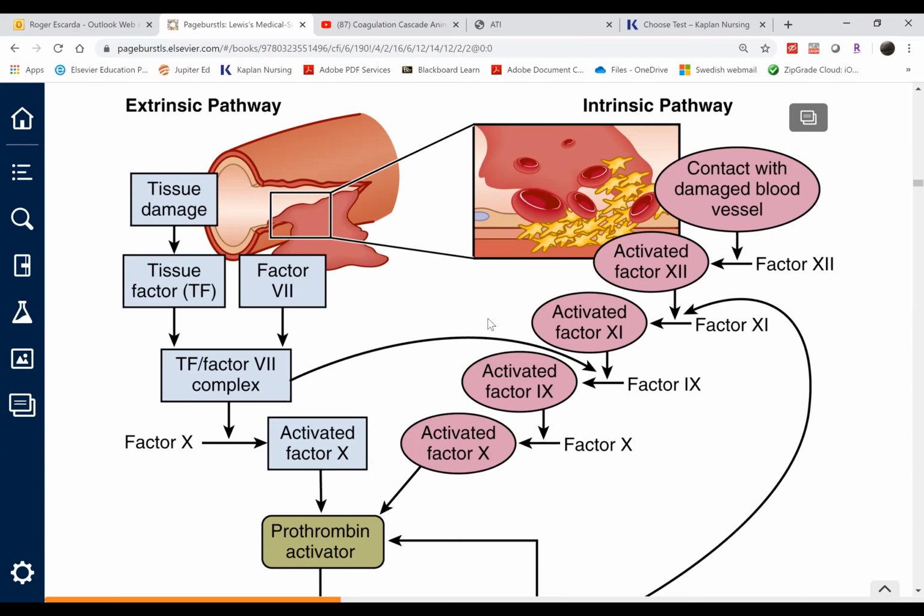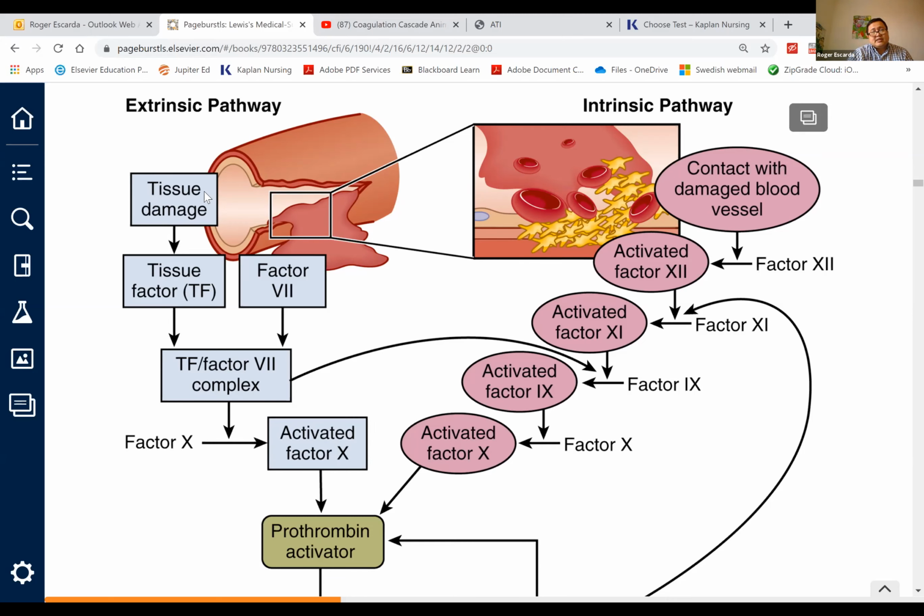Okay, so when you sustained the paper cut, did it bleed right away? No, it didn't. It hurt at first. Okay, but then it started bleeding, right? Yeah. Did it bleed for a long time? No. No, because that was the extrinsic pathway. Your body made or formed a temporary clot. The extrinsic pathway only takes a few seconds to form.